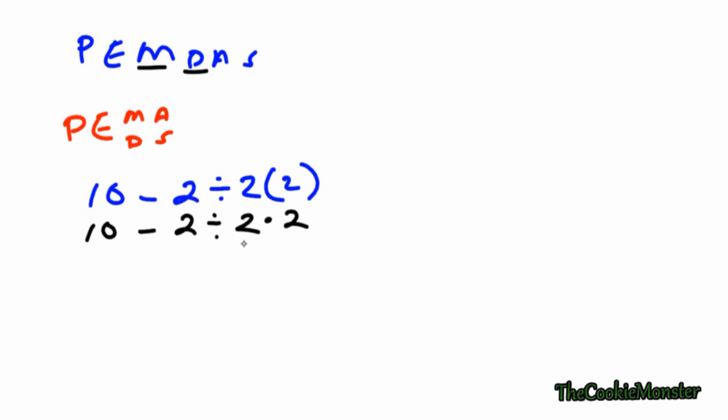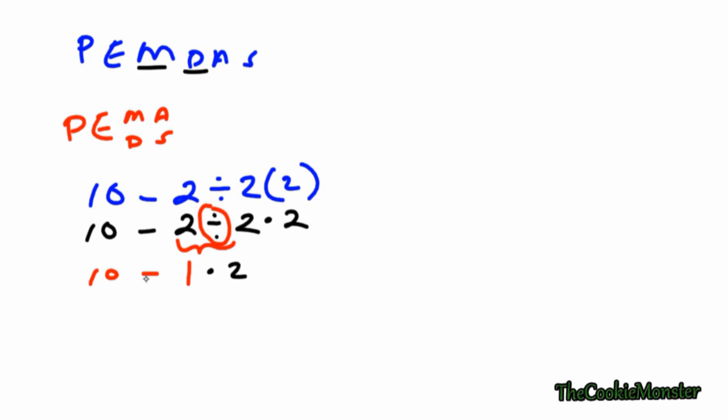They'll be wrong. So what you have to do is whichever is first between divide and multiply in the question, you have to do that first. In this case, divide is first before multiply. So you have to do divide first. So the 10, leave it alone. The minus 2 divided by 2 will give you a 1. Then you multiply by 2 at the end. You bring it down basically.